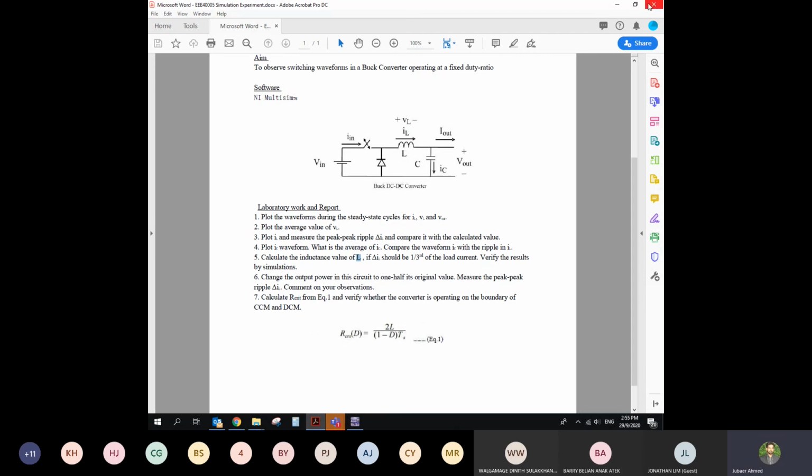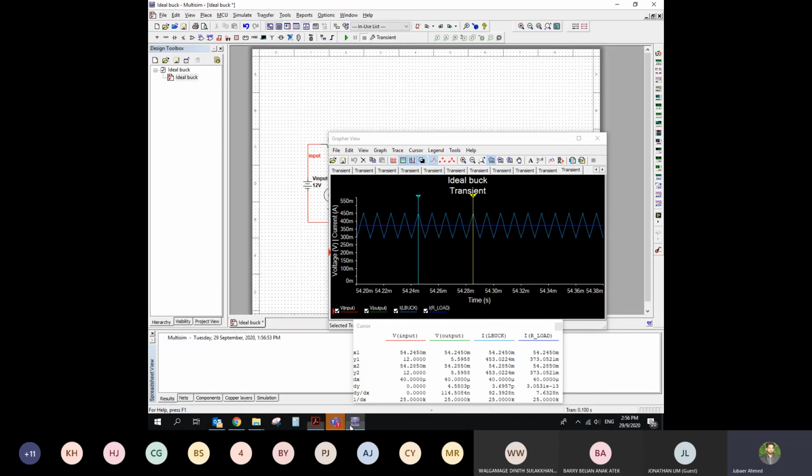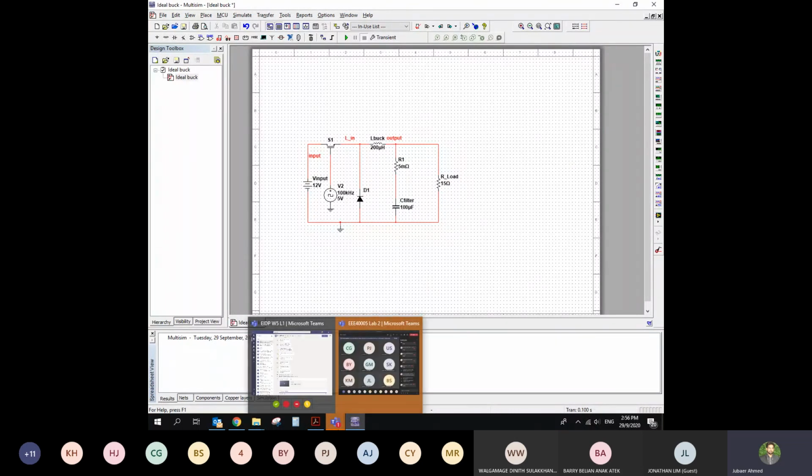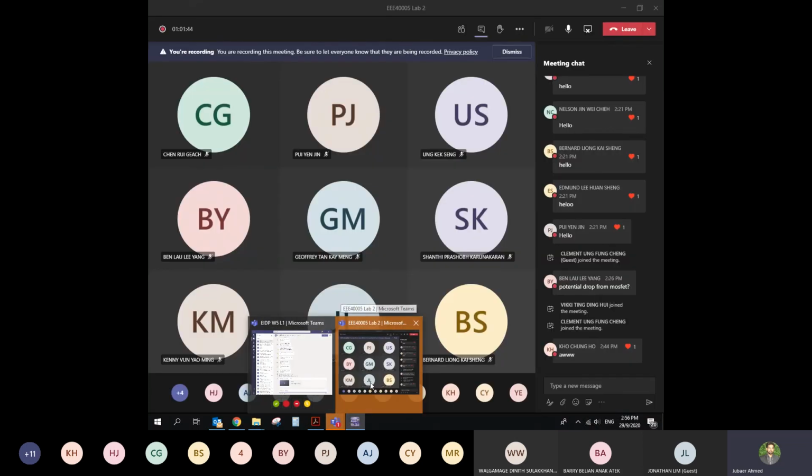That's all. I will upload this buck converter circuit for you to play around with, or you can design it by yourself. Any parameter is fine, it is a very simple design. I will upload it in Canvas for you to play around with the parameters and the values, and hopefully you will be able to write the report successfully.